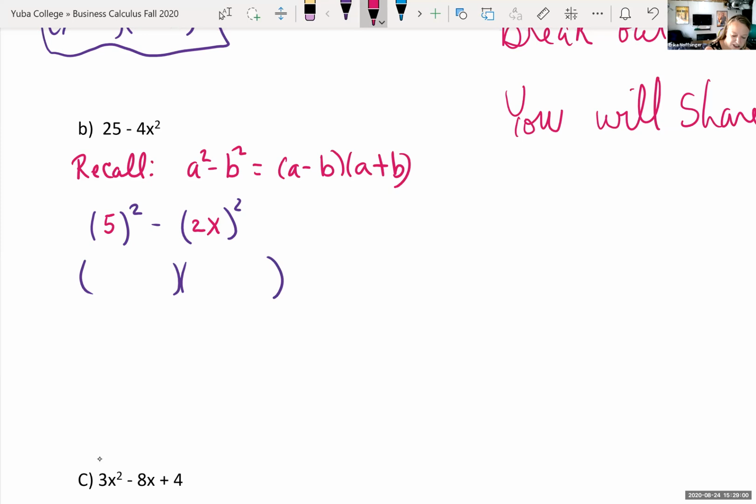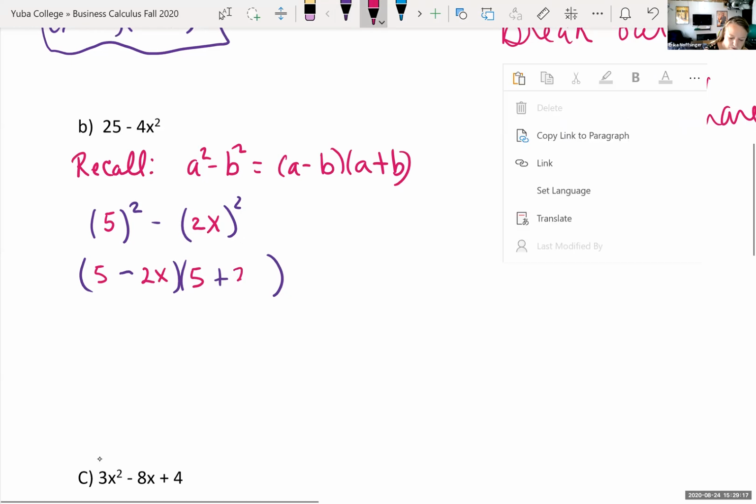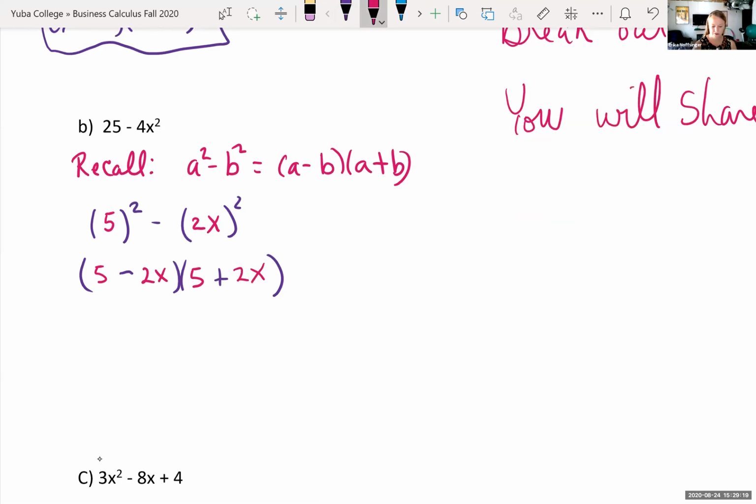our a value, which is 5. So 5 minus b, which is 2x, and 5 plus b, which is 2x. So if we distributed these and combine like terms, we would get our original.